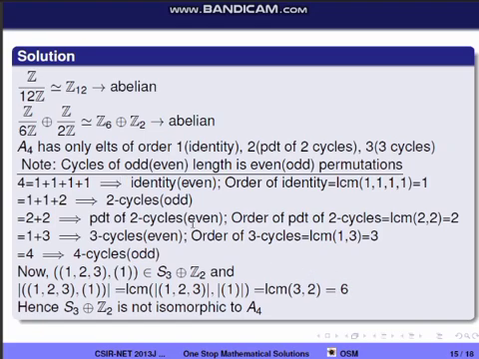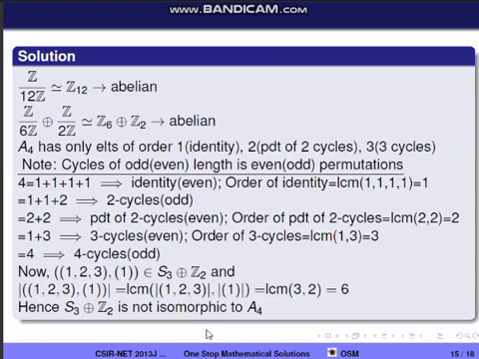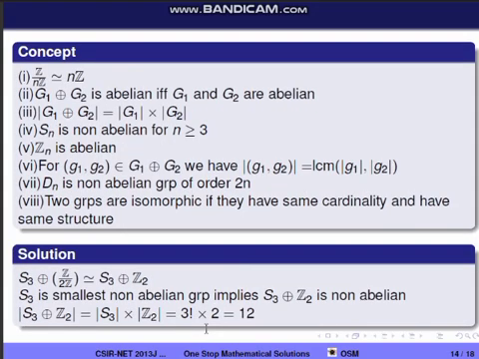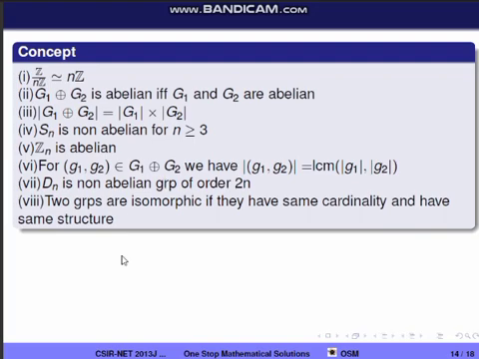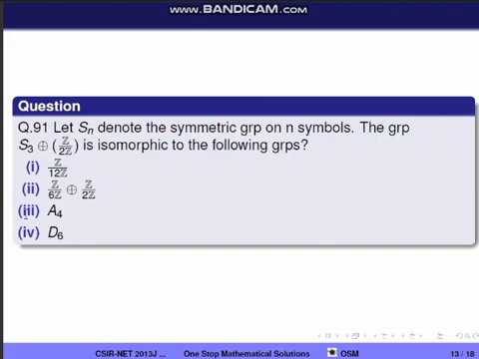But in A4 we do not have an element of order 6. So the group A4 cannot be isomorphic to S3 plus Z2. So obviously the last option will be correct. That is, S3 plus Z2 will be isomorphic to the group D6. And we know D6 is a non-abelian group of order 12 by this concept. Therefore, the correct option is the fourth one.